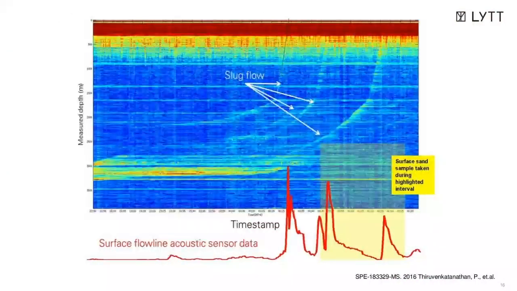Now, just to stress the point of what I just described, here's another example where, again, we have depth in the vertical axis and time in the horizontal axis. And I want to point to your attention the red curve at the bottom of the figure. That one is the sand detected at surface by an acoustic sand detector, so it's in the flow line. And what you see is some spikes here, so those are significant sand seen at surface.